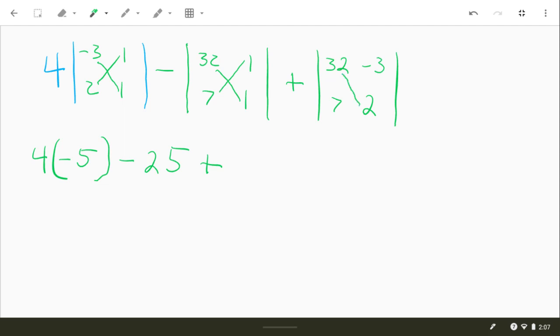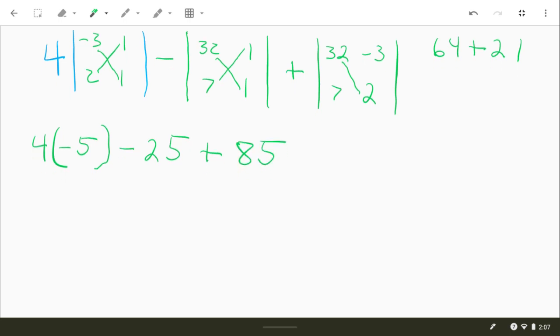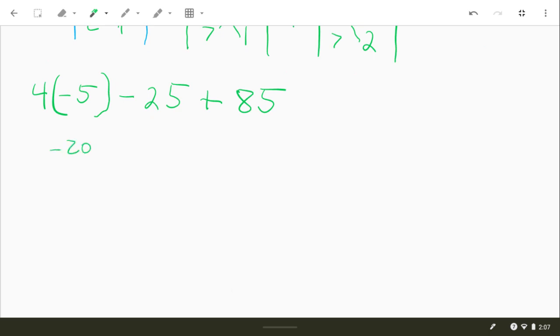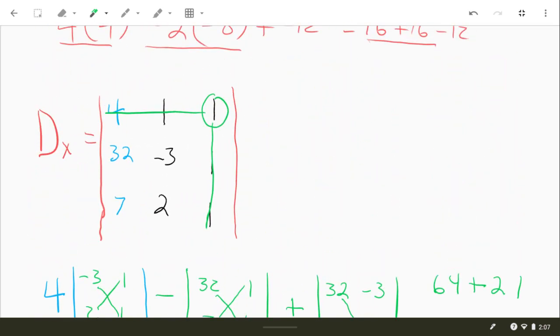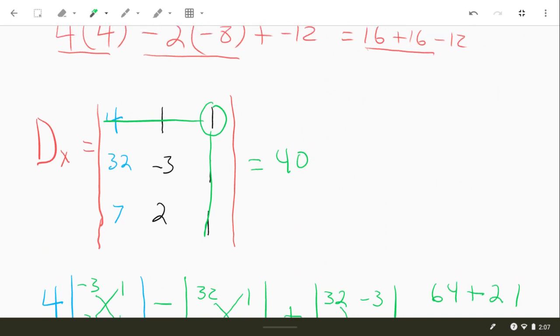This is going to be 32 times 2 is 64. And it's going to be a plus because we've got 7 times negative 3. And that's 21. So what's that come out to? 85. All right. 4 times negative 5, that's negative 20. Negative 25 plus 85 is about 60. And then negative 20 plus 60 is 40. That's my determinant here. Equals 40. So I'm going to go back up here and save this information.